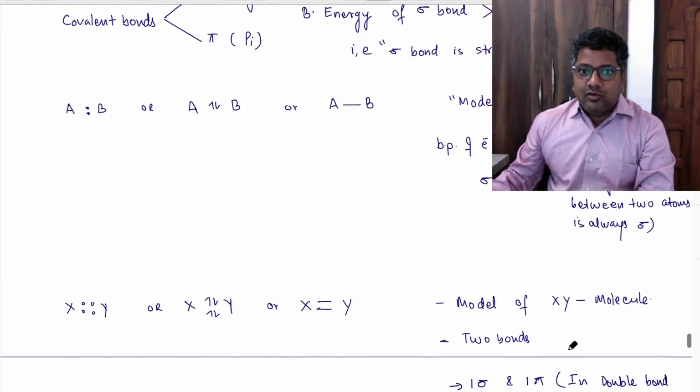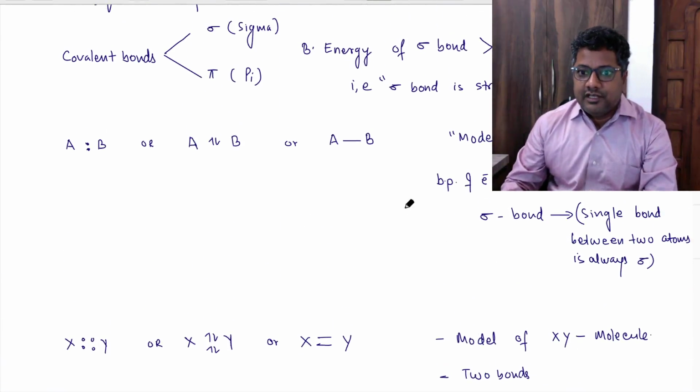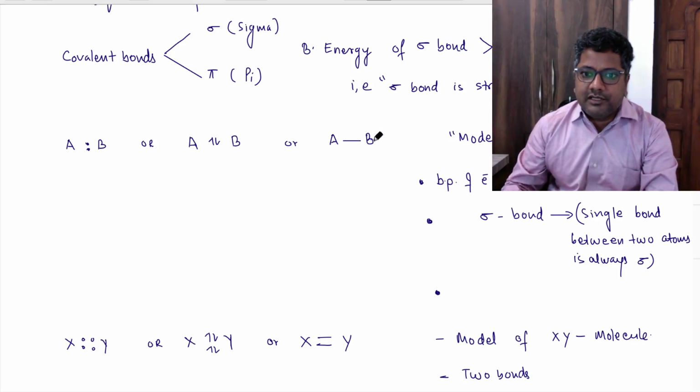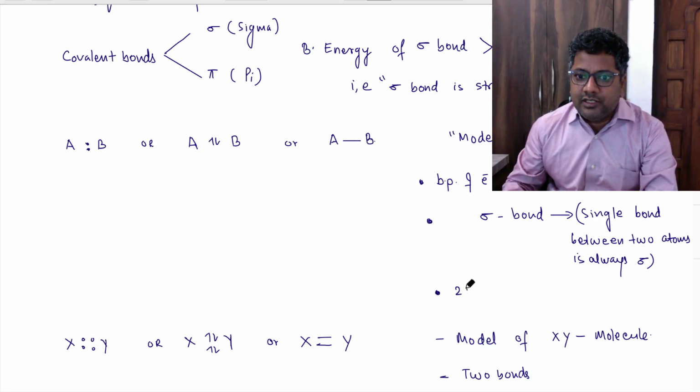Okay, good. One more nomenclature we are using here: two nuclei, atoms A and B, are bonded by 2 electrons. So this type of bond is called a 2C2E bond.